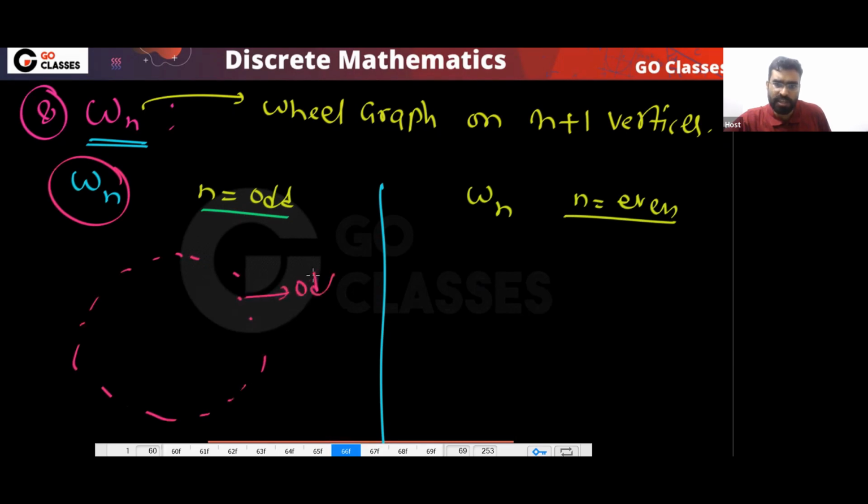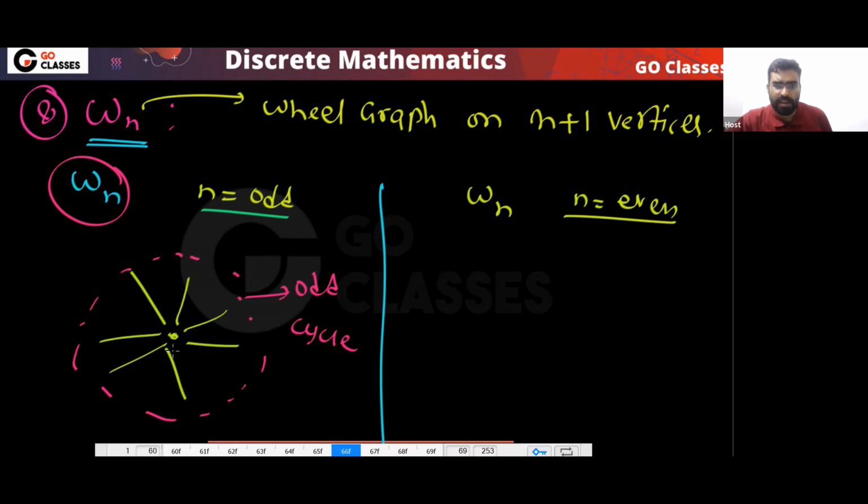It means there is an odd cycle here, and there is a vertex here. This vertex is adjacent to every other vertex. Tell me one thing: can you reuse this color? Because this vertex is adjacent to every other vertex, you cannot reuse this color.